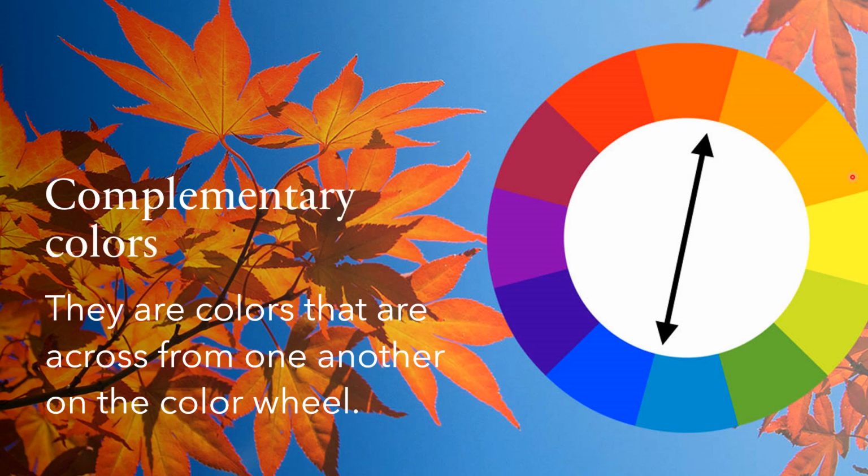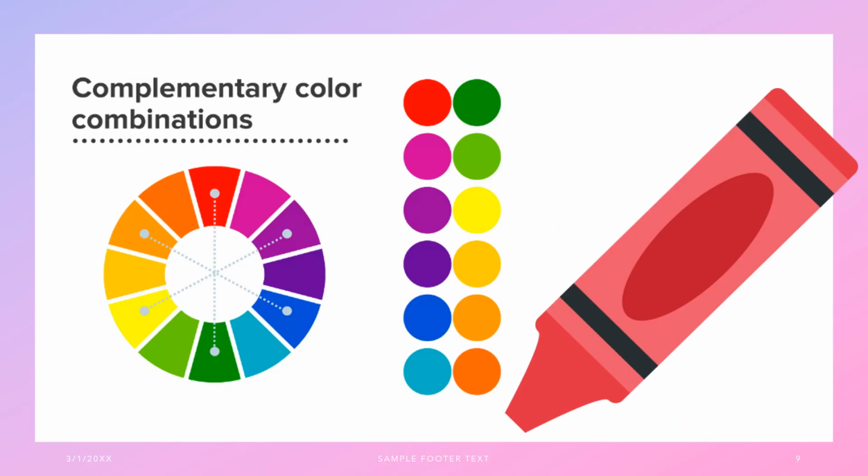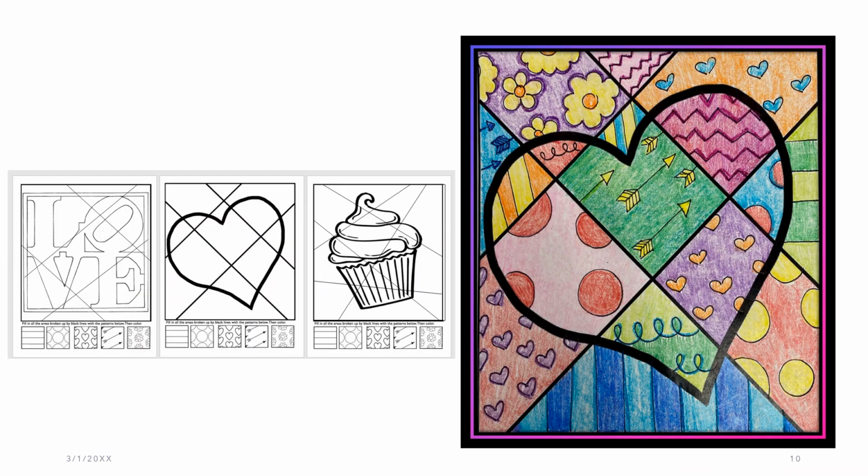So complementary colors. These are colors that sit across from one another on the color wheel. And when you have them next to one another, they create contrast. They make each other stand out. Here are some different complementary color combinations: red and green, magenta and light green, purple and yellow, blue and orange. So these are all the different color combinations that we can use in your artwork to create contrast.